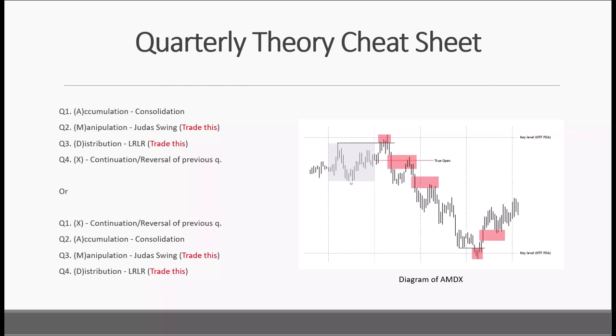So if the profile that you're looking at is XAMD, even though accumulation takes place during Q2, you will use the opening price of Q2, which is its true open, to gauge the Judas swing, which will present itself more times than not in Q3. The last phase will be the distribution phase, which will be the easiest phase to trade in regards to XAMD.